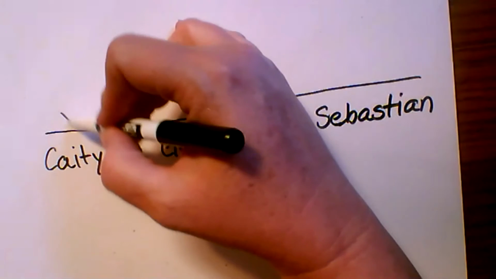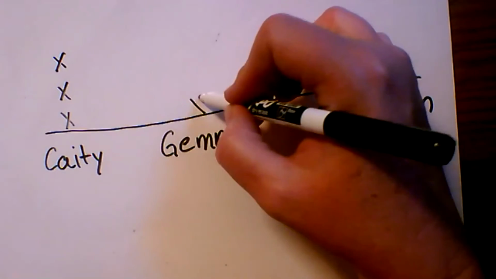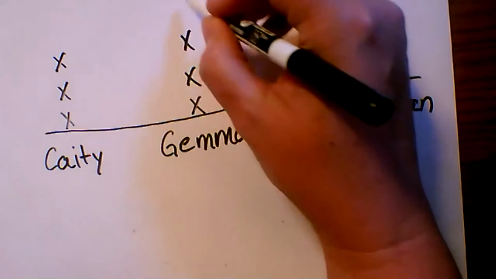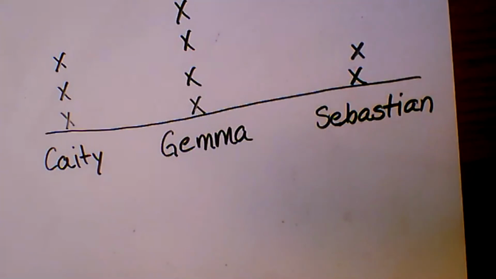So Katie planted 3 bags of potatoes. Gemma planted 5 bags of potatoes, and Sebastian planted only 2 bags of potatoes. So this is what the line graph would look like given that information. Of course, you could use anything to demonstrate what a line graph looks like. So it could be colors, it could be flowers, it could be anything that you or your child wants to categorize.